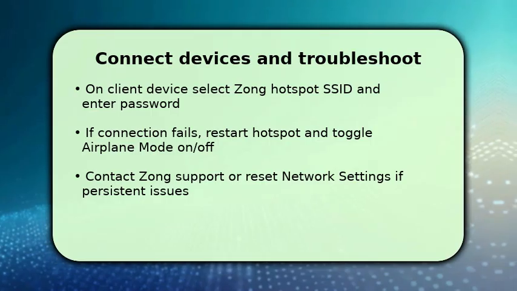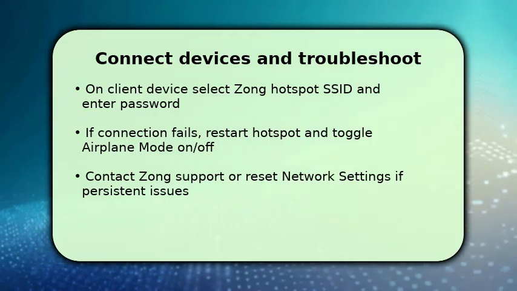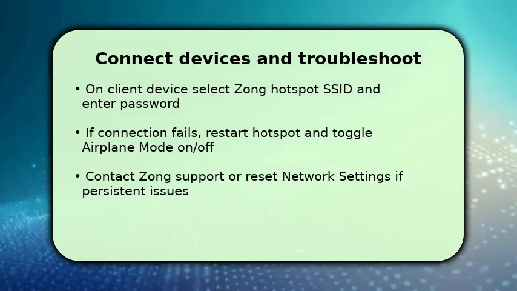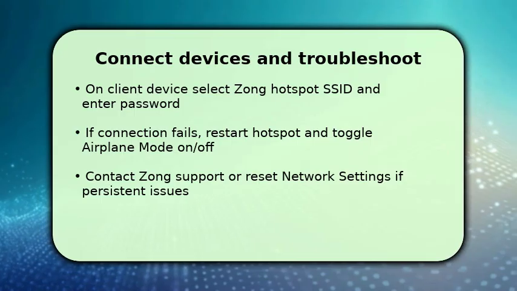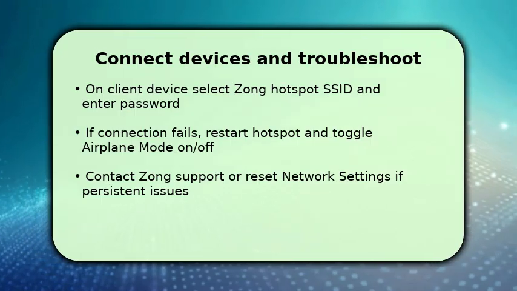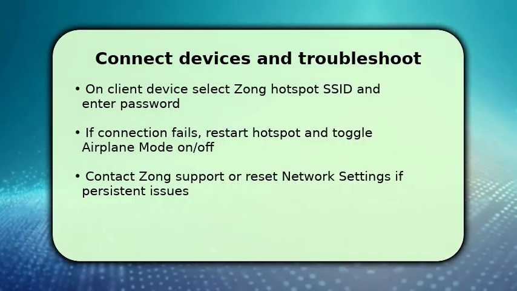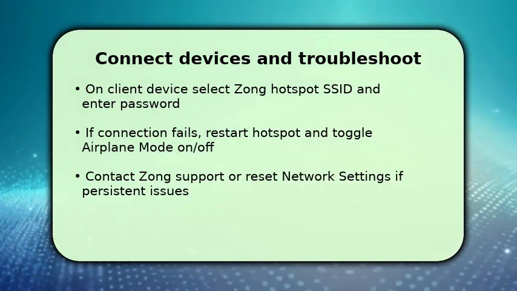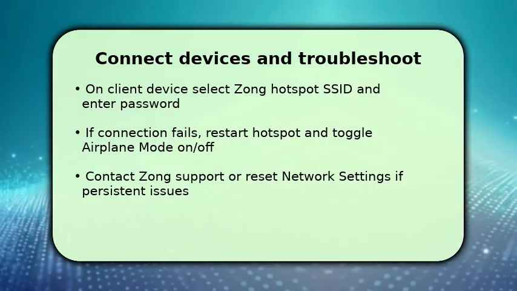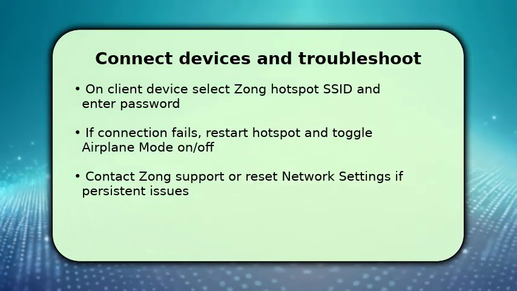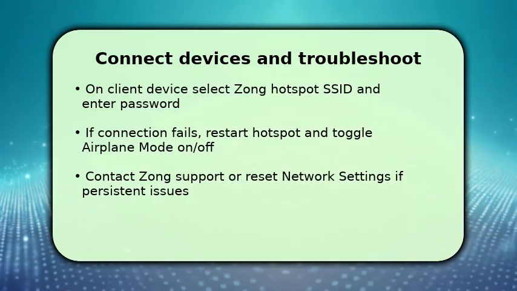If a device won't connect, toggle the personal hotspot off and try switching airplane mode on for 5 seconds then off to reinitialize radios. For slow speeds, move to an area with better Zong coverage or switch to USB tethering for stability. If problems persist, reset network settings in Settings, General, Reset, or contact Zong support to check APN and account status.